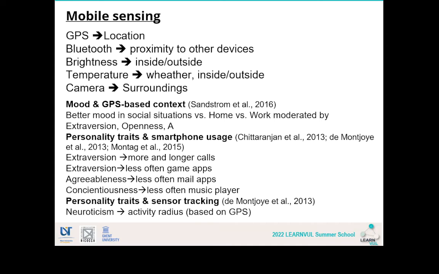So, for example, the relationship between mood and social situation at home or at work was moderated by personality traits. Or personality traits and smartphone usage: extroverts less often use game apps, or something like this. So those were the kinds of personality traits we tried to track.